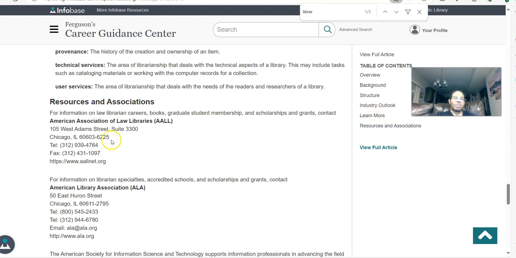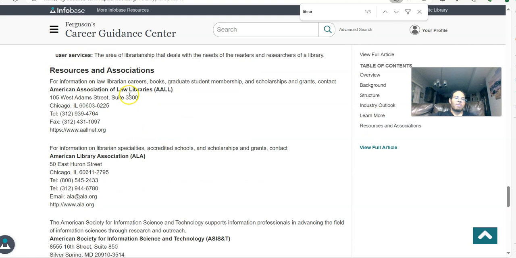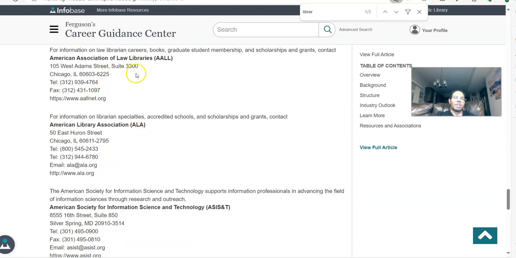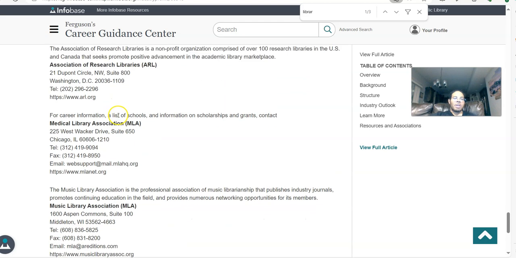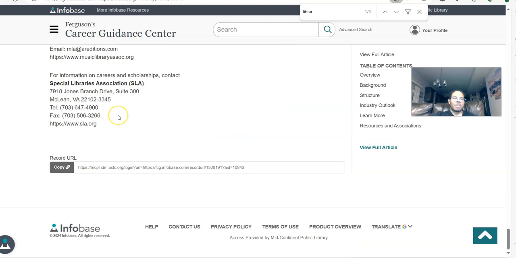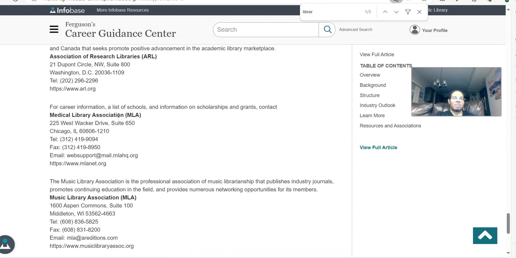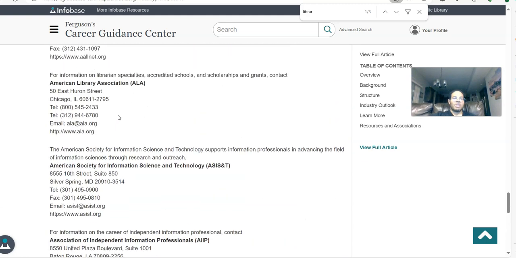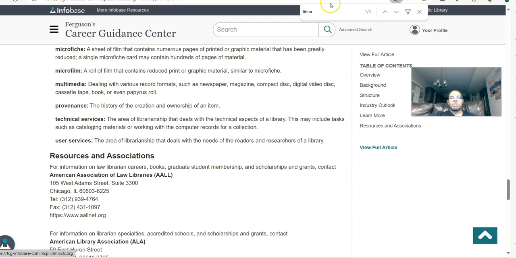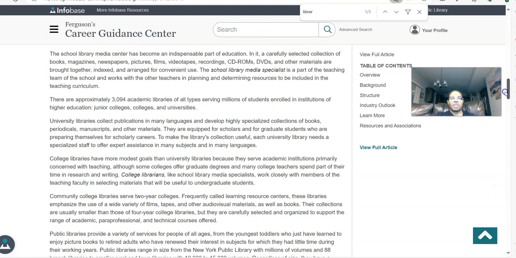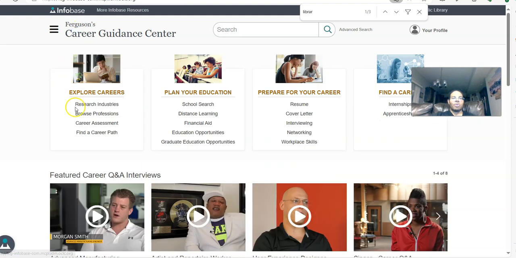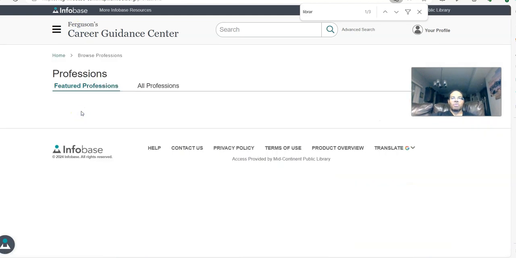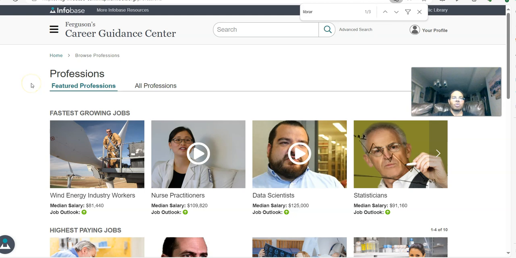And ALA, of course, is the big one. But you are going to have things such as ASIST and the American Association of Law Libraries and that sort of thing. ARL. BCALA, where I'm the vice president, is unfortunately not listed there, but oh well. Maybe I can petition them to list us. So you have that information there. And so that is basically how the research industries looks. And we are going to browse professions now really quick before we go into the Gale resource.